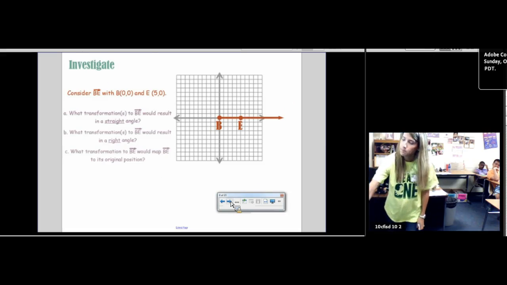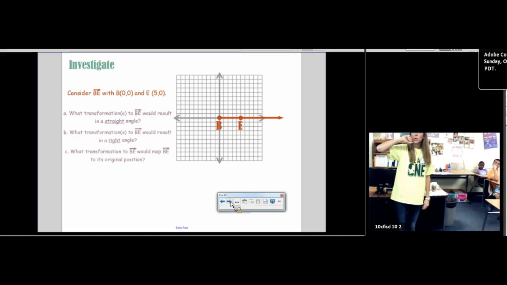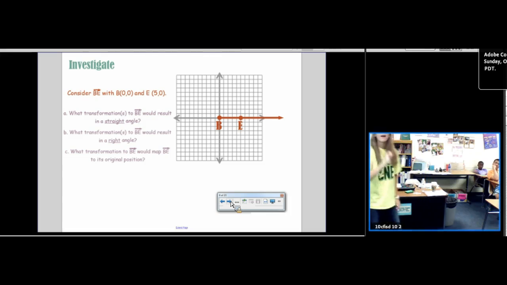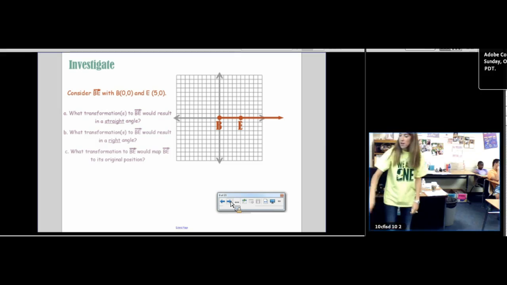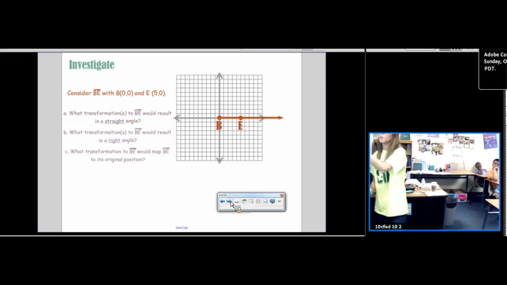All right. What's this object? There's an R. I have a ray, thank you. What could I do to my ray to turn my ray into a straight angle? What transformation could I do? Mirror it. So that's called reflect. Good job, both of you. I could reflect BE over point B, and it would be a straight angle. There's one more answer.